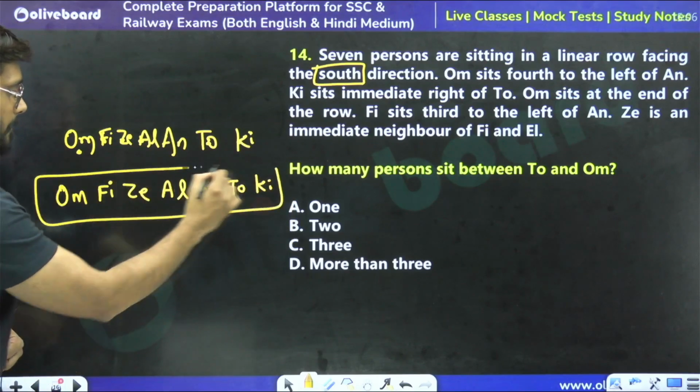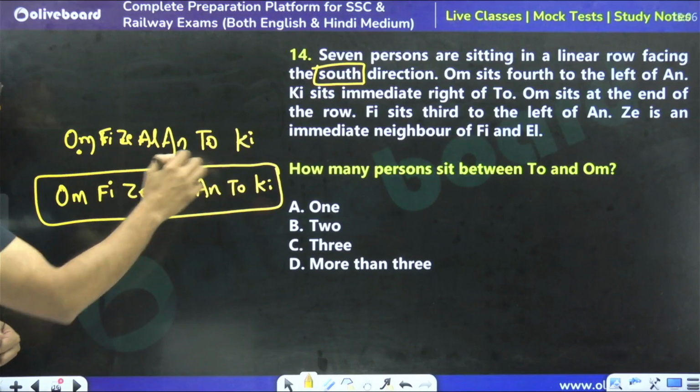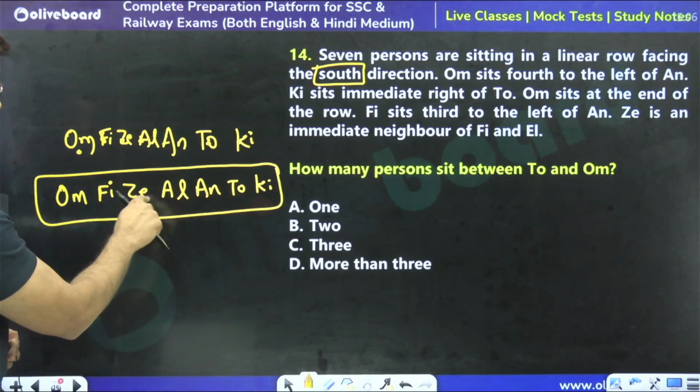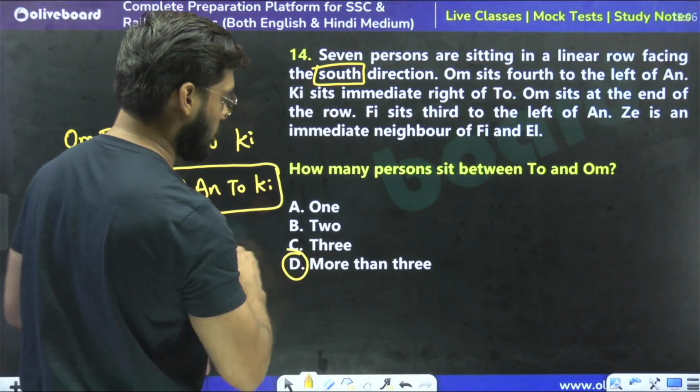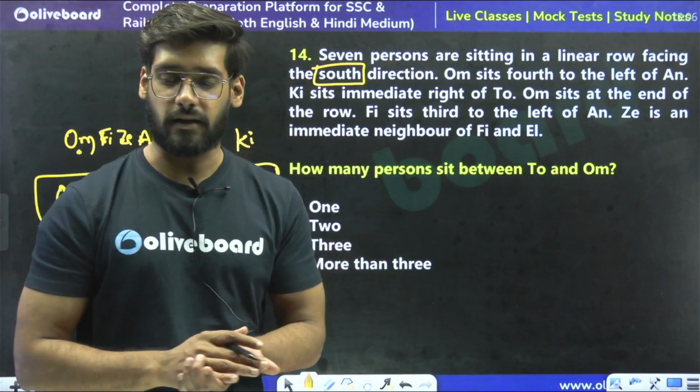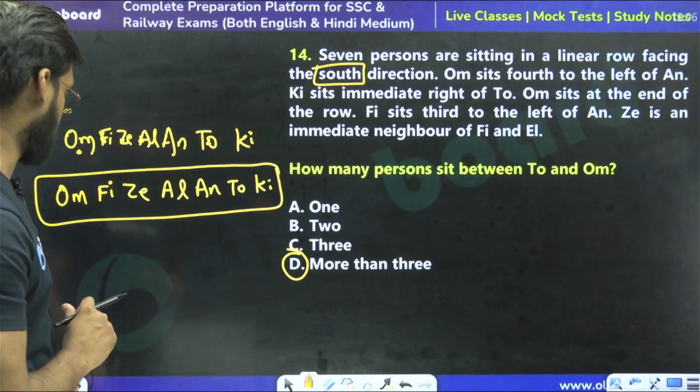How many persons sit between To and Om? To and Om, 1, 2, 3, 4. 4 persons are there, which means more than 3, which matches with our option. Let's move on to the next question, 15th.